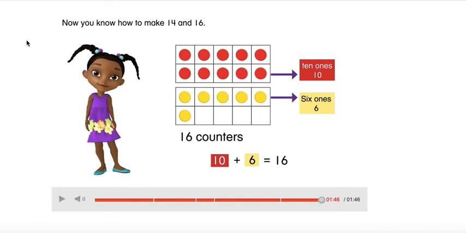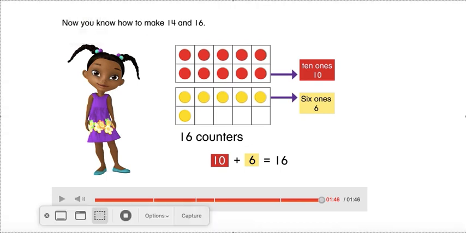So that is the end of our warm-up. So now we will go into our workbook, our lesson.